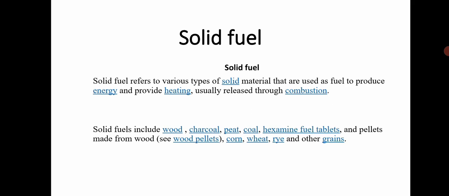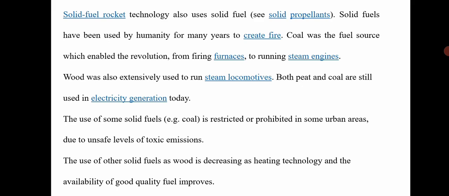Solid fuels consist of various types of solid material which are used as fuel to produce energy and provide heating, usually released through the combustion process. These solid fuels are used in rocket technology and also in propellants. Solid fuels have been used by humanity for many years to create fire. Coal was the fuel source which enabled the revolution from firing furnaces to steam engines.